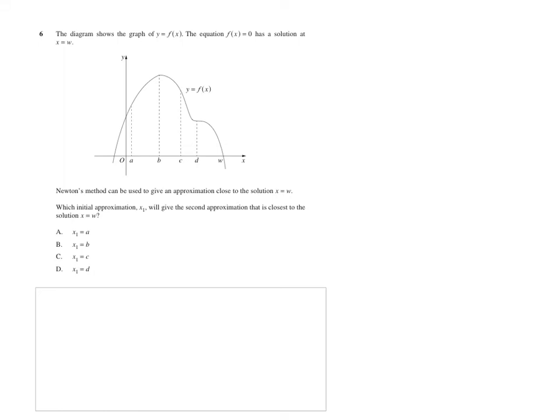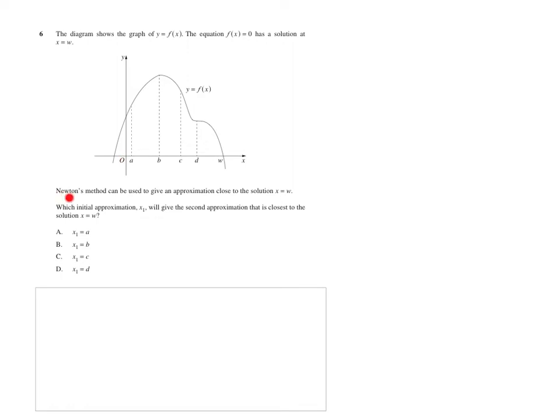So this question gives you a graph y equals f(x), and on the graph there are certain values. When x equals a, the function value is here. When x equals b, the y value should be here, and so on, c, d. And the question tells you that f(x) equals 0, the solution is x equals w, which means when x equals w, the function value, the y, equals 0.